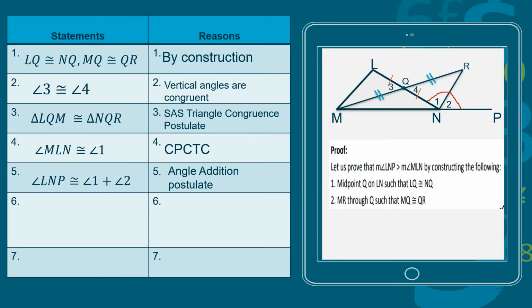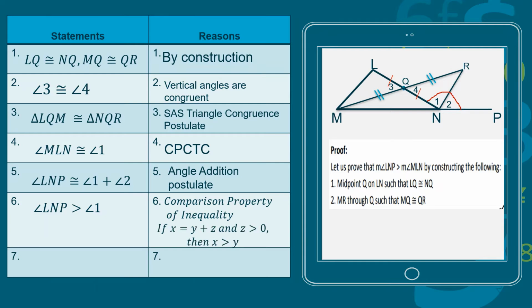Let's go back to statement number 5. The measure of angle LNP is greater than angle 1. Why is that our statement? What is our reason? If LNP is equal to angle 1 plus angle 2, then we have the conclusion that angle LNP is greater than angle 1. That's correct. That is the comparison property of inequality, wherein if x is equal to y plus z and z is greater than 0, then x is greater than y.